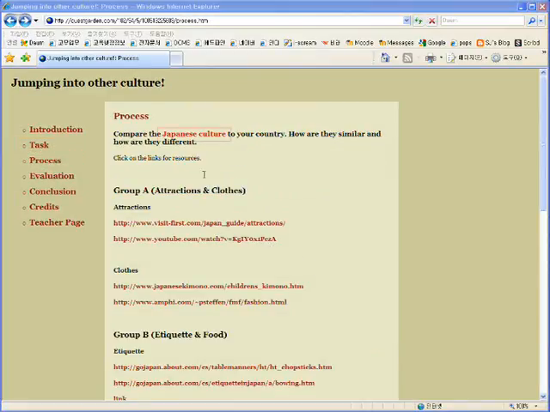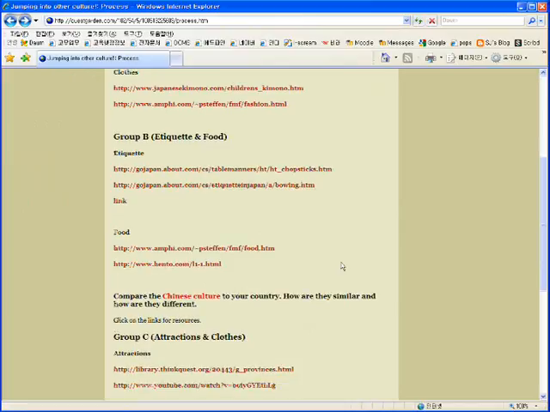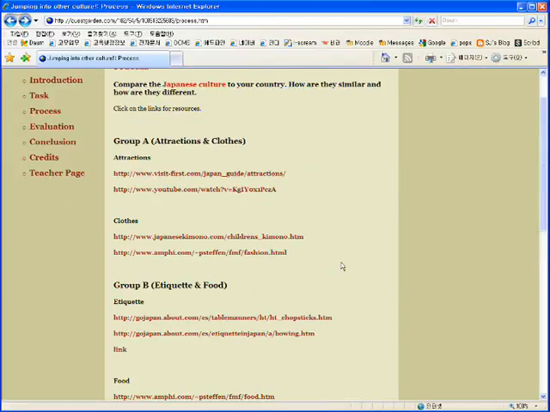And on the process screen, you can see that we have the long list of our various websites, which we're going to take a look at a few. So you can see we have various subjects here, including clothing, food and etiquette, of various different countries as well. We've got Japan and China on here, and there are different countries later on as well.